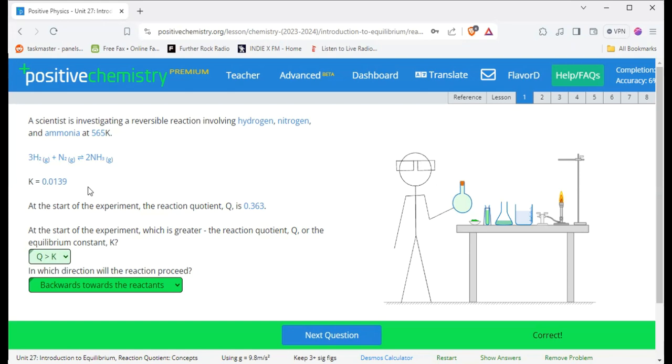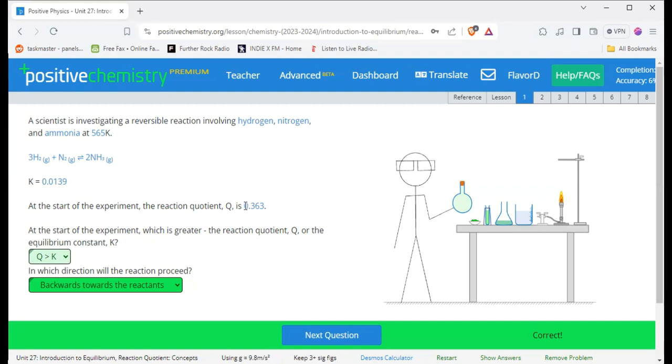So we're going to do the exact same math. Products over reactants to the power of the number in front. And we can tell which way it's going to shift. And it's called Q just because of quotient, the dividing answer, right?